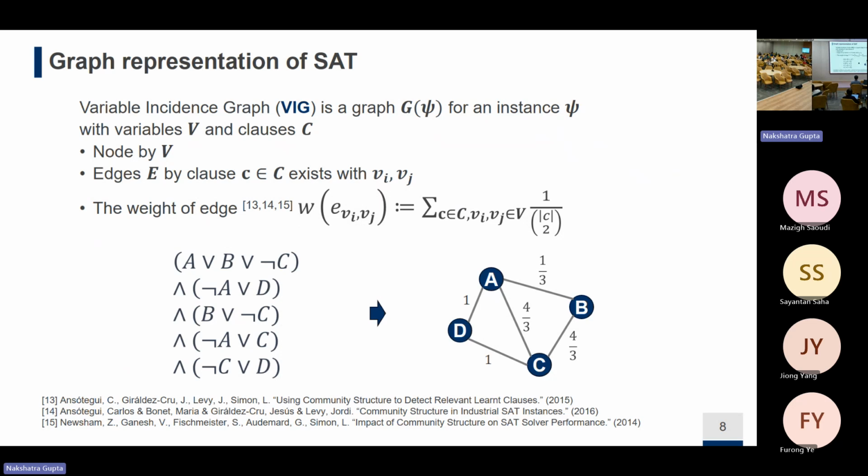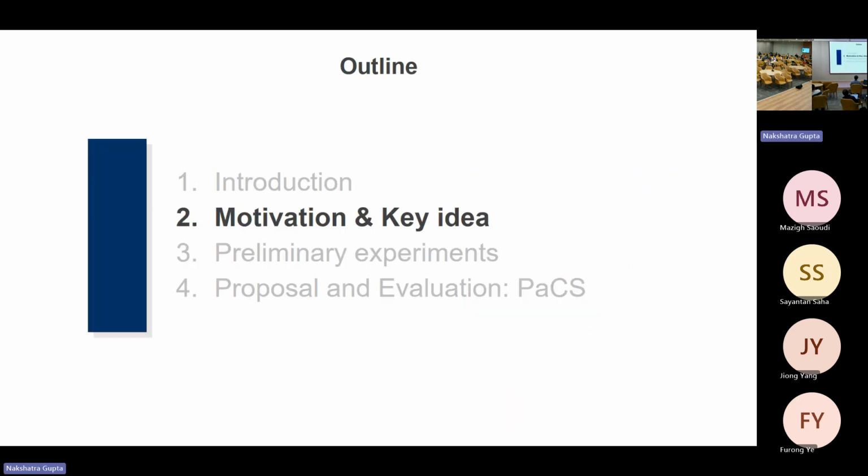A SAT problem is sometimes represented by a graph. In this presentation, we use the variable incidence graph, VIG. In a VIG, a node represents a variable, and an edge exists between variables if a clause exists that contains both variables of the edge. So for example, when we have this CNF, it can be converted to this kind of undirected weighted graph. So that's the background.